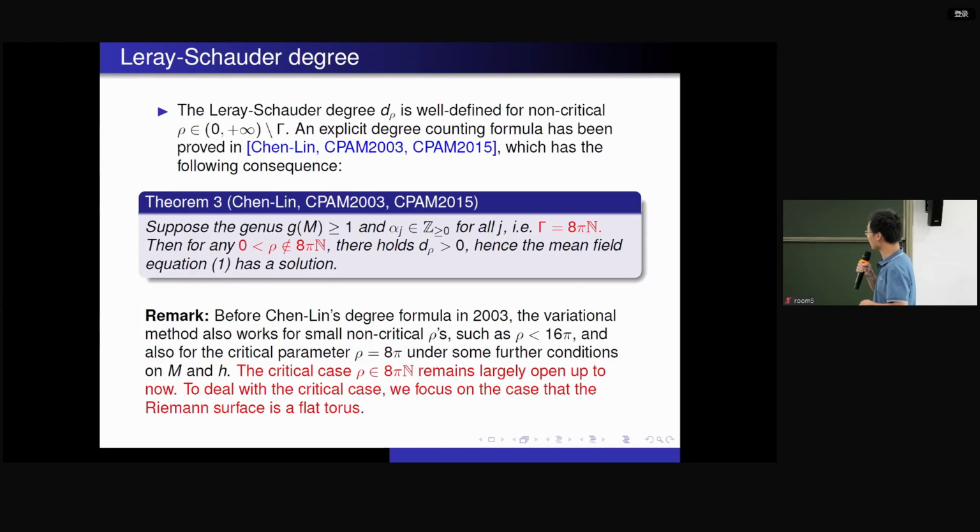Before the degree counting formula, the variational method also works, but only for small non-critical parameters such as ρ less than 16π, and also for the critical parameter ρ equal 4π, but it needs some further conditions on the Riemann surface. Even until now, the critical case, ρ is 4π times an integer, still remains largely open. So to deal with the critical case, now we focus on the case that the Riemann surface is a torus.